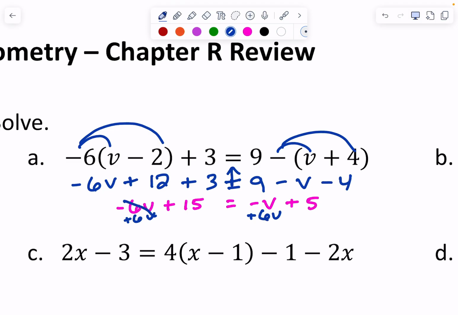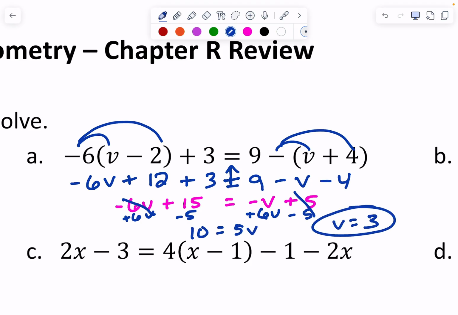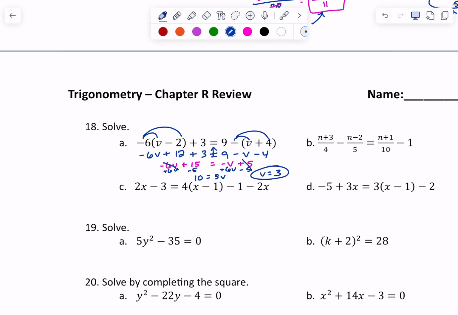I can do it all at the same time if you want. Let's subtract the 5 at the same time. So I've got 10 equals 5v. 5v and v equals 2, not 3. You don't need to get everything to equal 0. Only if you have a square, like if you have a trinomial. Otherwise, you're just trying to get the variable on one side, the number on the other.